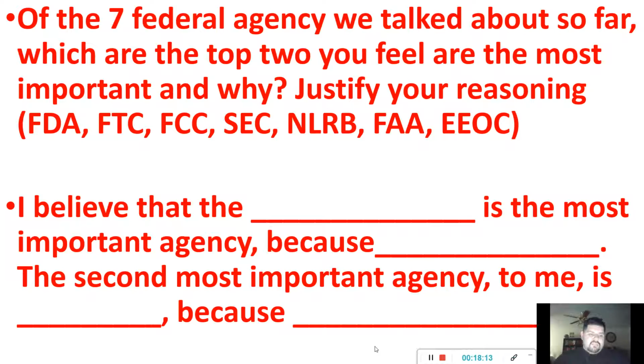So we've gone over 7 of the 12 agencies, okay? So what you guys are going to do in this question, you're going to pick 2 that you feel are the most important, okay? So there's a list of them: the FDA, FTC, FCC, SEC, NLRB, FAA, EEOC. Now, you guys are very fortunate watching this video, because you can honestly pause it right now and go back and listen to what each one was, or even read it for yourself and see what each one does. And then you can answer this question.